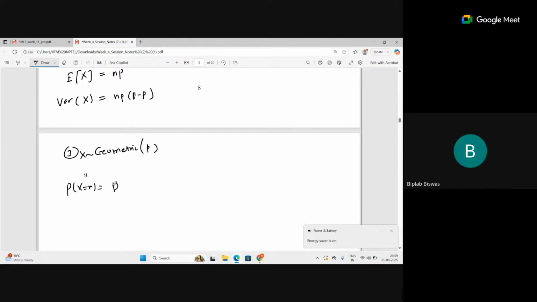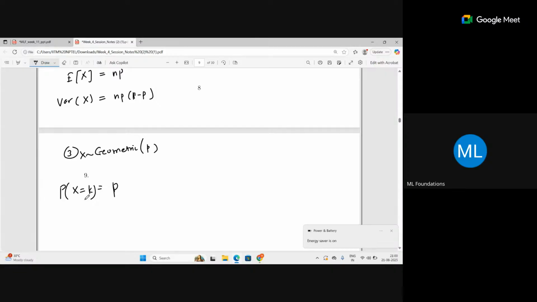(1 minus p) to the power k minus 1, into p. It is like p into (1 minus p) to the power n minus k. It has to be defined properly. But let's say if it is defined like this.